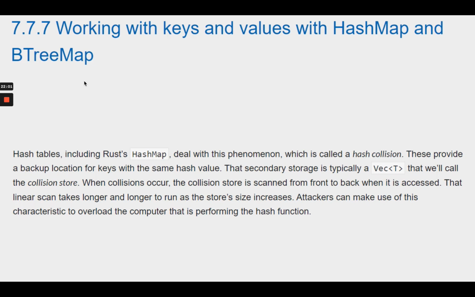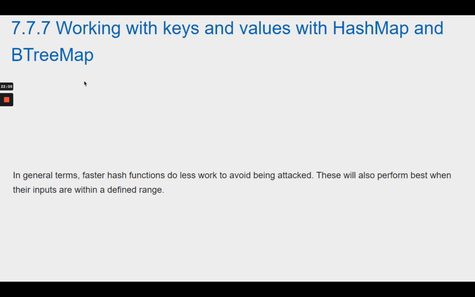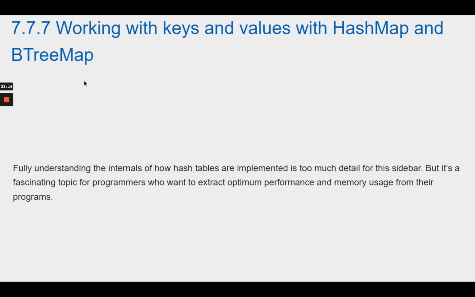Attackers can make use of this characteristic to overload the computer that's performing the hash function. In general terms, faster hash functions do less work to avoid being attacked. These will also perform best when their inputs are within a defined range. Fully understanding the internals of how hash tables are implemented is too much to detail for this sidebar, but it's a fascinating topic for programmers who want to extract optimum performance and memory usage from their programs.